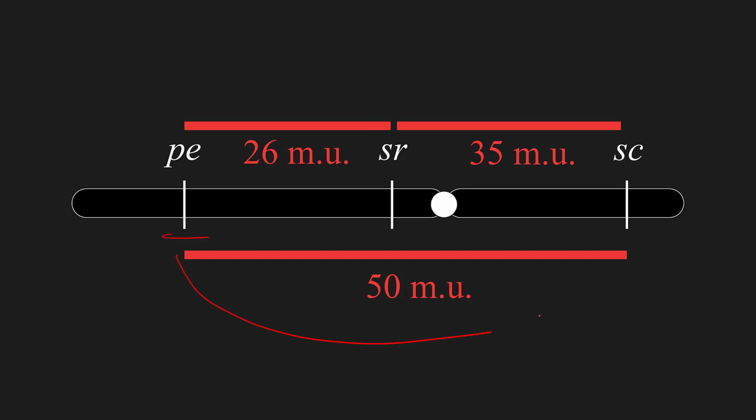And you determine that from PE to SC there is no genetic linkage, even though they might be physically linked, because PE and SR are physically linked and SR and SC are physically linked. Therefore, PE and SC should also be on the same chromosome, although they are so far apart that 50% of the time recombination splits them apart.